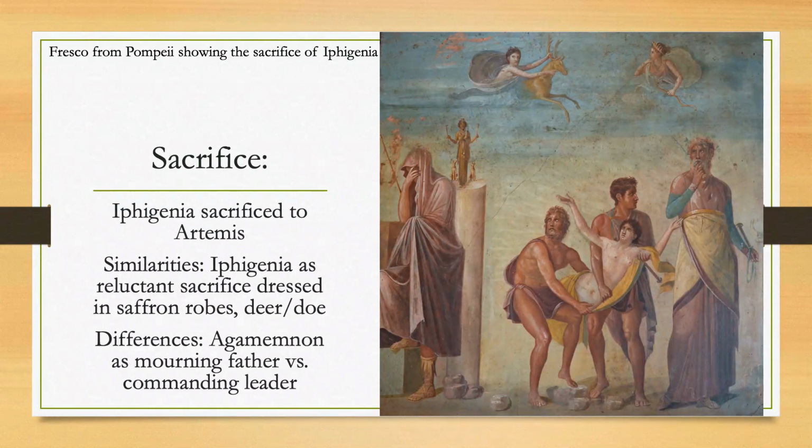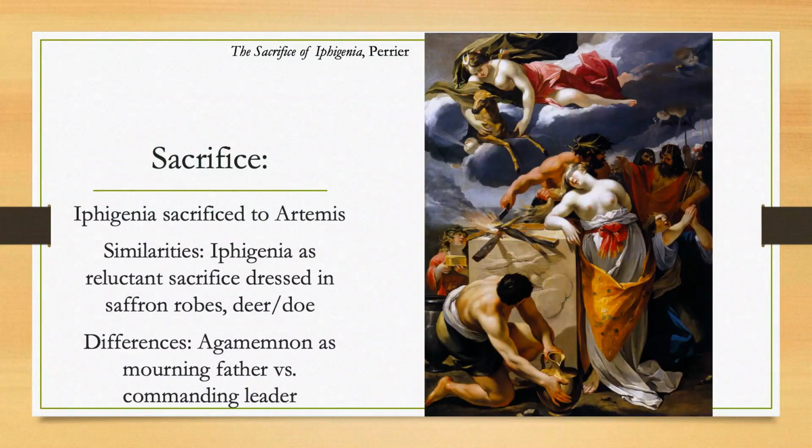If we contrast that with the next image, which is an oil painting, The Sacrifice of Iphigenia by Perrier, you still see the same similarities. There's still a sacrifice happening. You still have Agamemnon's men helping carry out this ritual. You still have Artemis watching from the heavens, although this time the doe actually looks like a doe, not a stag.